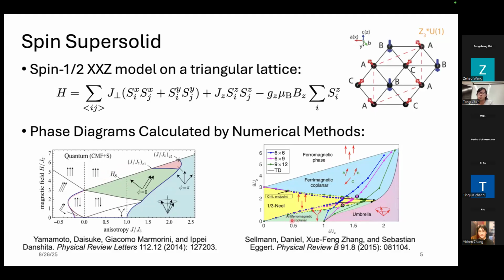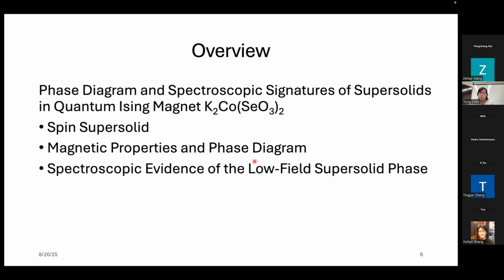The low-field phase is the greenish one, and the high-field one is called the V-shaped or coplanar phase. These two both break the translational symmetry because you have three-sublattice magnetic order. It's also not collinear magnetic order, so you have in-plane components that give you the breaking of the U(1). So these two phases are supersolid phases in the numeric calculations. That's basically the concept of the supersolid and the reason why it can be realized in the spin system.